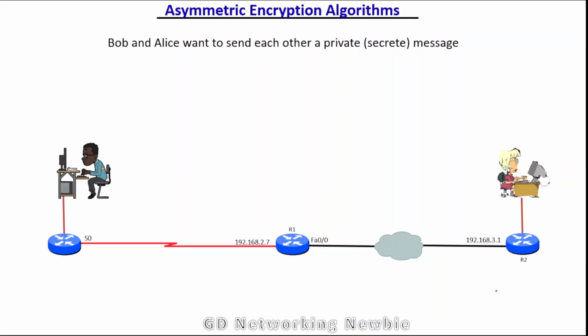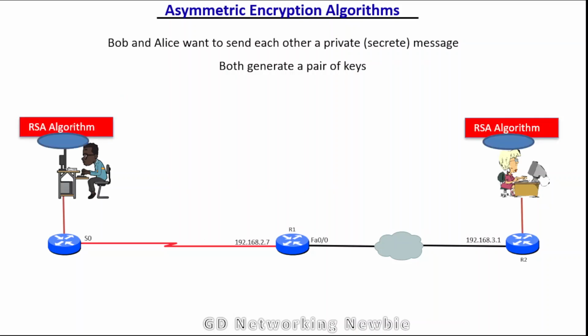For demonstration purposes, we have taken two users, Bob and Alice, and they want to send each other a private or secret message. For sending the secret message, both users will generate a pair of keys. Let's say both users are using some algorithm, and with the help of that algorithm they generate a pair of keys. Bob generates a key pair: the first key is known as the public key and the second is the private key. In the same way, the second user Alice will also generate a public key and a private key.